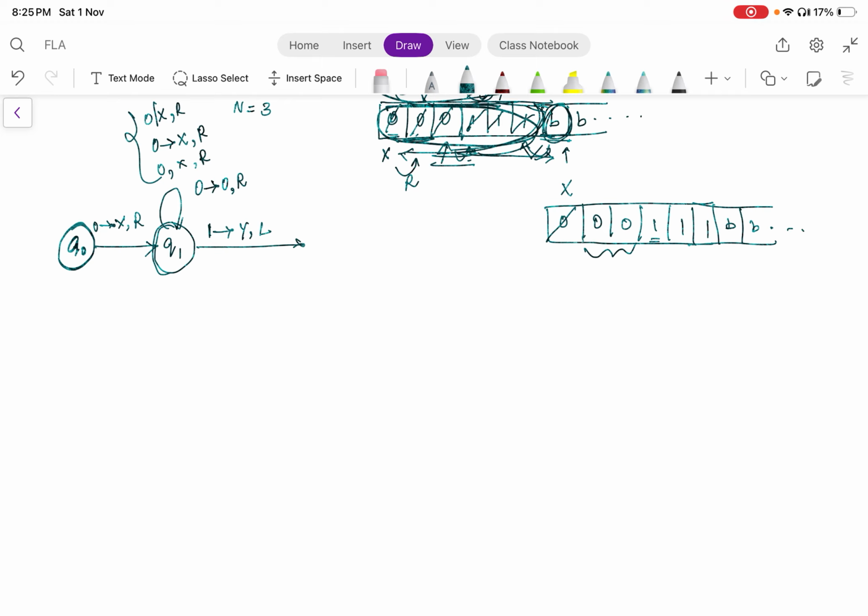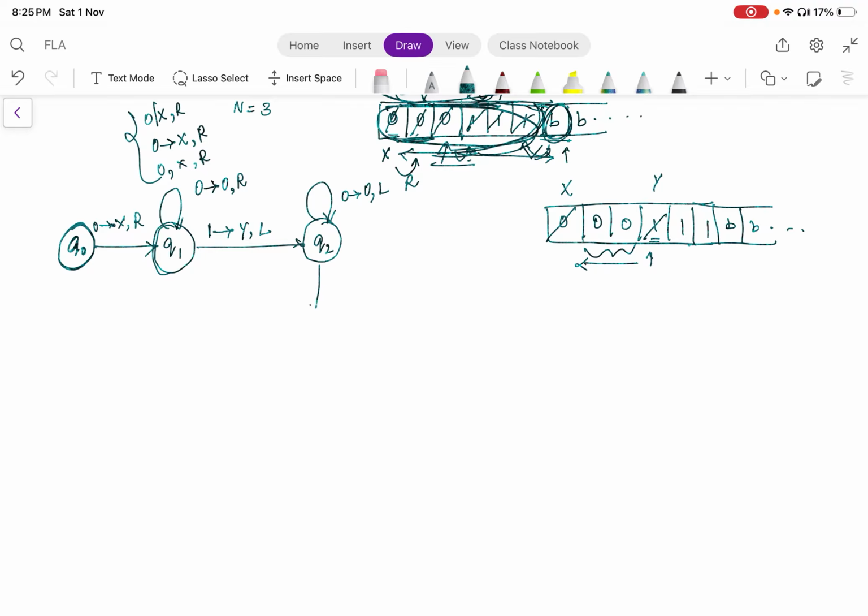Okay, now move left to find the next 0. Now you have replaced this 1 with y. Your input head is here. Now we have to move left. In between you have any number of zeros again. So what would you do with those zeros? Put them on self loop. Replace 0 with 0 and keep moving left.